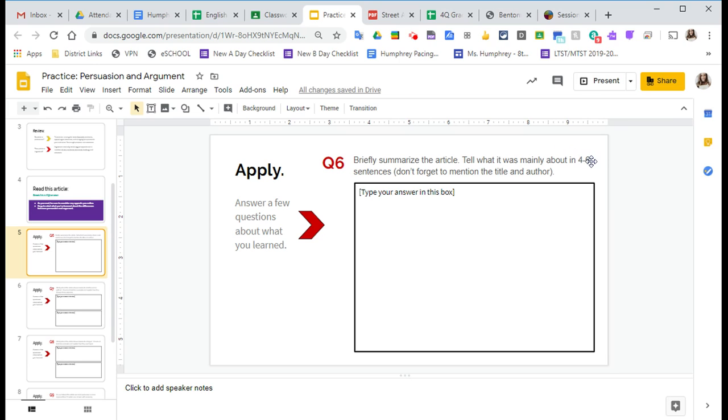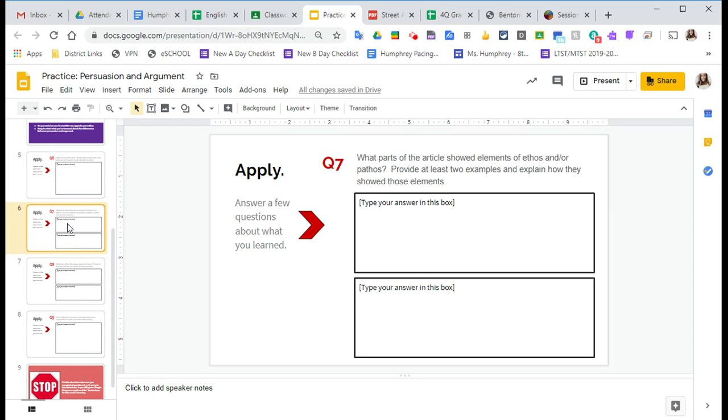So if you go past 6 sentences, it's no longer a summary anymore. Then you're giving me way too much of a play-by-play. But think of this as, if I've never read the article before, could you tell me the title and the author and what the big highlights of this article are mainly about in 4 to 6 sentences?